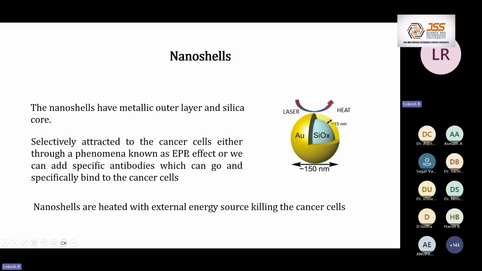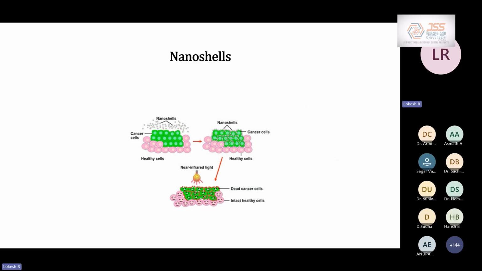That is either through active targeting or through passive targeting. So this EPR is enhanced permeability and retention. That is, leaky blood vessels will exist wherever the cancer cells are. Due to the cancerous cells, there will be leaky blood vessels. So these nanoshells will get attached only to the cancerous cells. Okay, and as the temperature increases, they will be destroyed. That is, when UV light is made incident on it, due to heat there will be dead cancer cells and the healthy cells will be as they are.